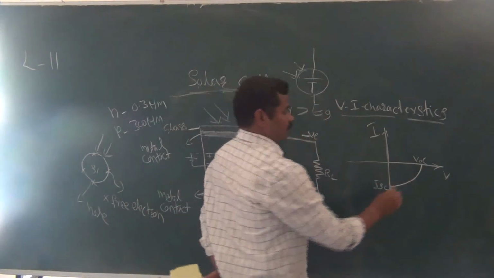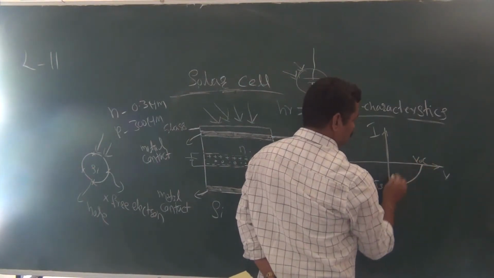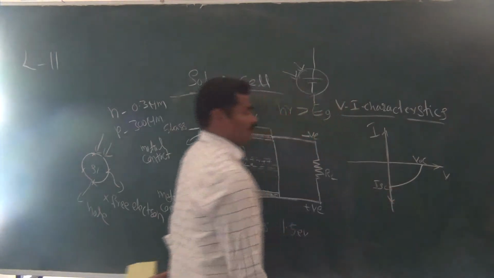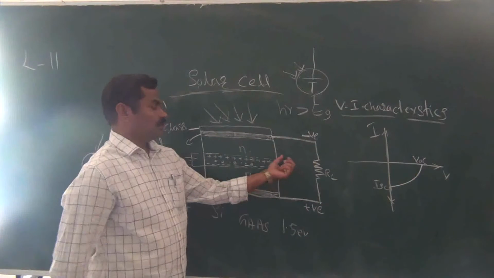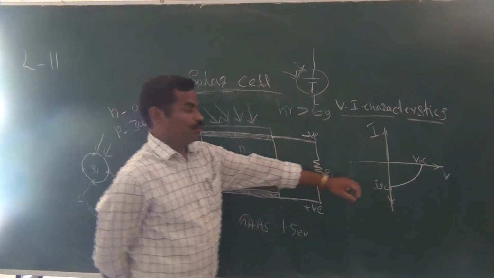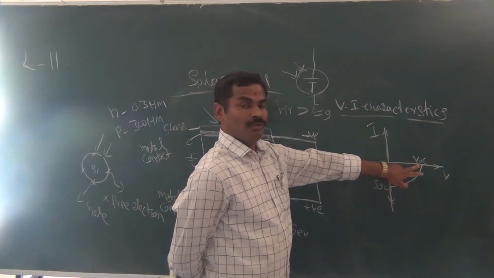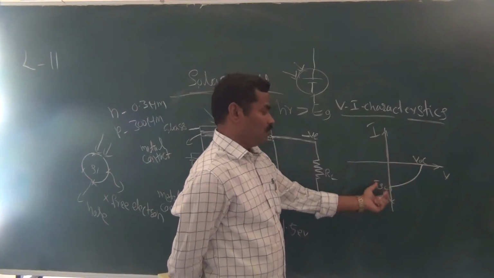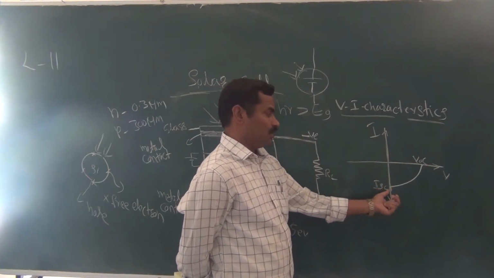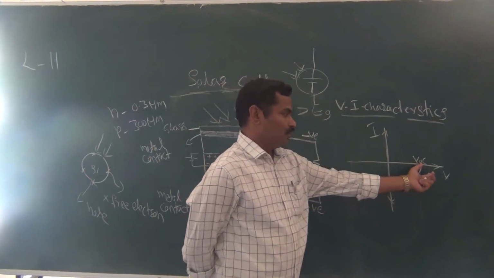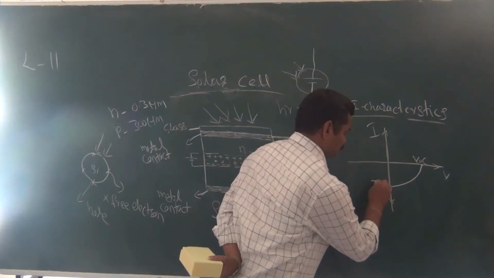Now you go for what is VOC and what is called ISC. Look here. Whenever, as we know already, VOC is nothing but open circuit voltage, and ISC is nothing but short circuit current. SC is nothing but short circuit, OC is nothing but open circuit. Open circuit, short circuit.